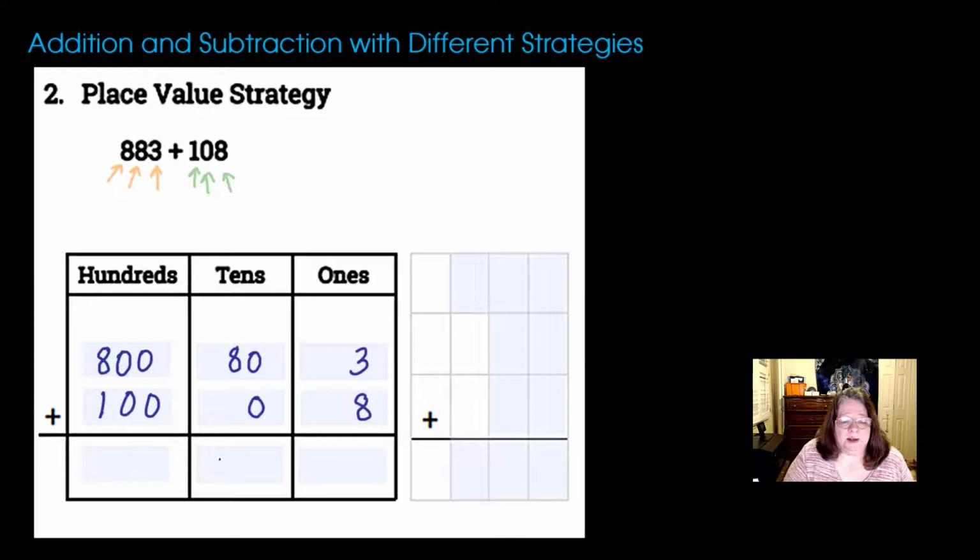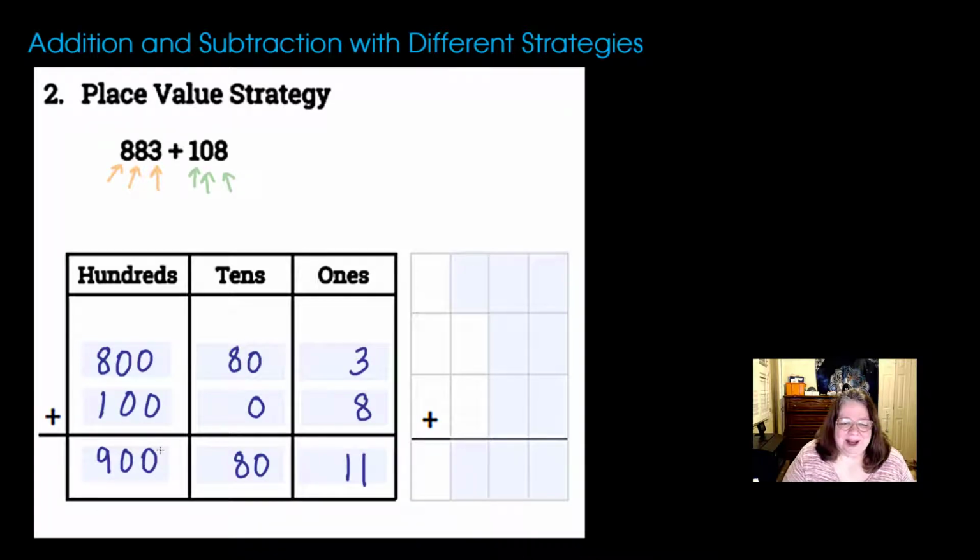Although for this exercise it doesn't matter which you do first, I recommend adding the ones, the tens, and hundreds in that order because that's the order that we do when we do the standard algorithm. So 3 plus 8 is 11. 80 plus 0, well, that stays at 80 because we're not adding anything. And if I know that 8 plus 1 is 9, then I know that 800 plus 100 would be 900.